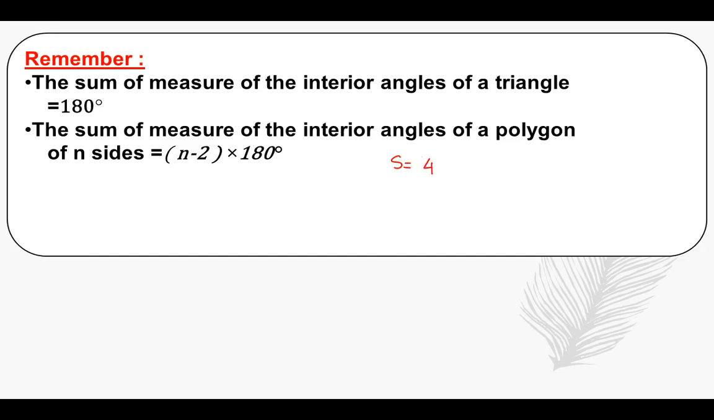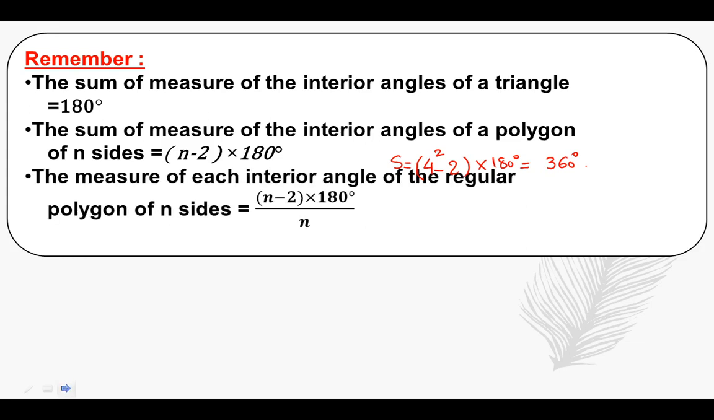Here we have a quadrilateral with 4 sides: 4 minus 2 times 180. So the result will be 4 minus 2 equals 2, times 180 equals 360 degrees. So the sum of measures of the interior angles of a polygon of n sides equals n minus 2 times 180. And you have to remember that the pentagon has 5 sides, the hexagon has 6 sides, and the octagon has 8 sides.